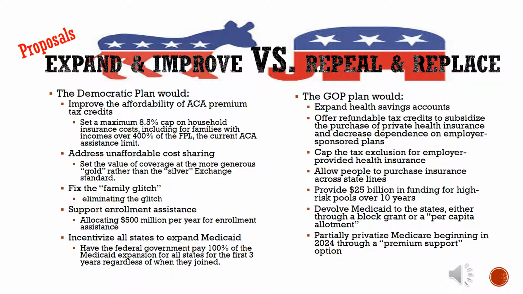While the Republicans' repeal and replace plan would be to expand health savings accounts, offer refundable tax credits to subsidize the purchase of private health insurance and decrease dependence on employer-sponsored plans, cap the tax exclusion for employer-provided health insurance, allow people to purchase insurance across state lines, provide $25 billion in funding for high-risk pools over 10 years, devolve Medicaid to the states either through a block grant or per capita allotment, and partially privatize Medicare.